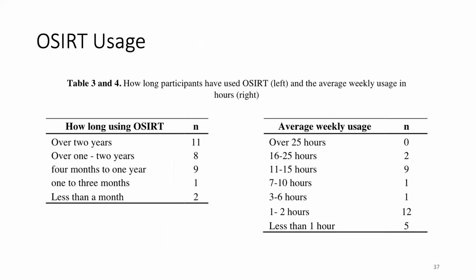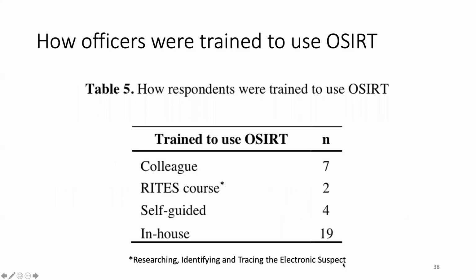In terms of the usage, you can see how long they've been using it. Anyone who's been using it for over 2 years could well be using the prototype, but otherwise the others are people who are using it now. We obviously couldn't tell you exactly which version they're using, because that's updated as we go along. And we can see how much they use it on average per week as well.